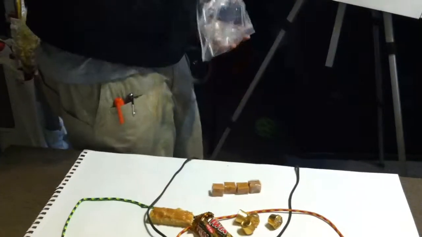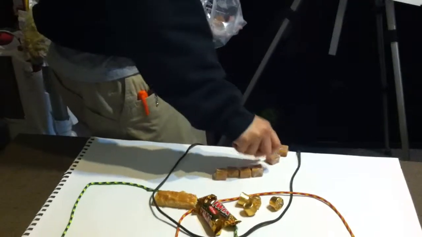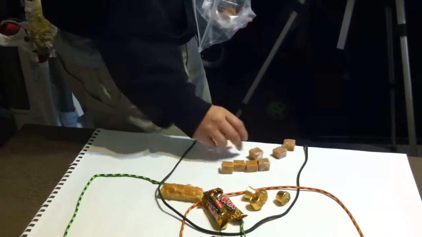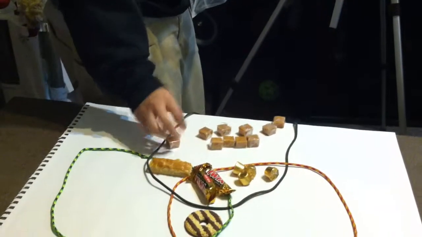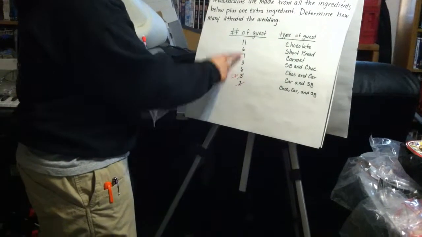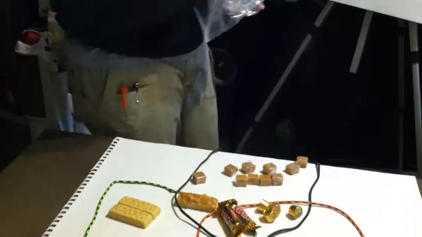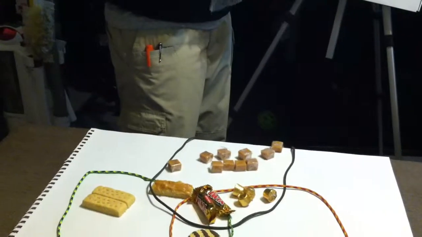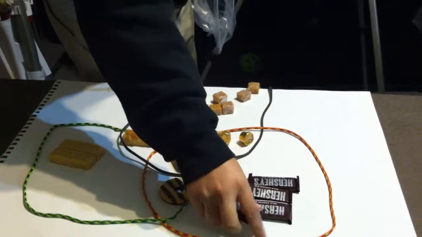One, 2, 3, 4, 5, 6, 7, 8, 9, 10. We're up here at the shortbreads, doing all the math onto it. Leaves us with 2 of them. 1, 2. And then we're at the chocolates, which is only 4 of those. 1, 2, 3, 4.